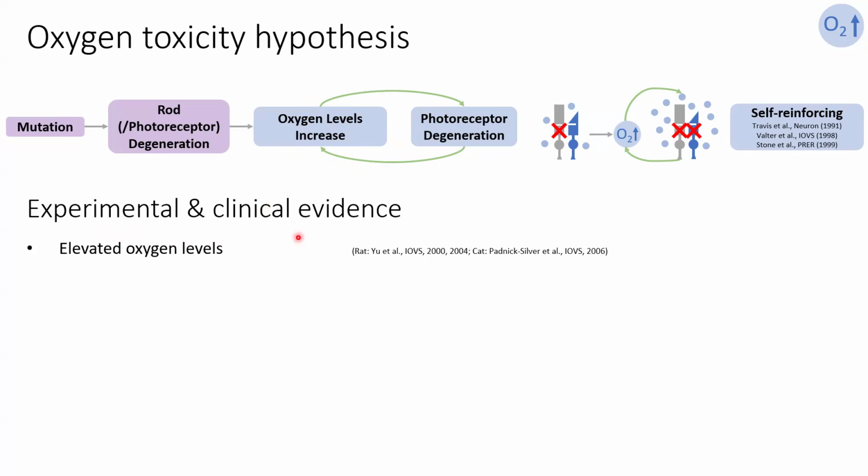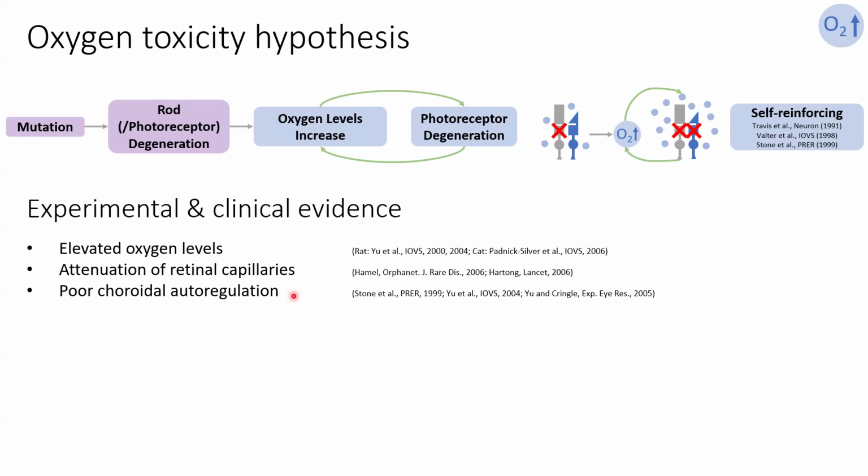So, for example, we know from measurements using oxygen-sensitive microelectrodes in rat and cat models of RP that you do indeed get elevated oxygen levels. We know that in humans, where you can't do those sorts of measurements, there's an attenuation of the retinal capillaries that I pointed out in the fundus image earlier on, which indicates that there are elevated oxygen levels in the inner retina.